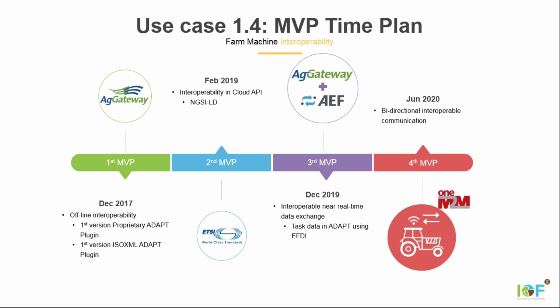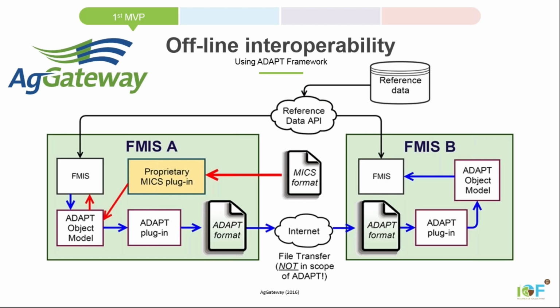Thank you, Vic. So I'm Jason Roesbeke. For the first MVP of the farm-machine interoperability use case, we tried to investigate the offline interoperability problem. For this, we looked at the ADAPT framework from AgGateway. So here again, you see the flow of the ADAPT framework. I will go through a selection of the ADAPT framework steps that we have investigated and implemented in the IOF2020.